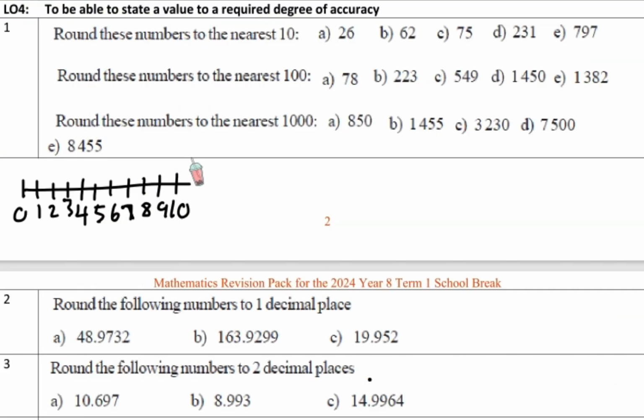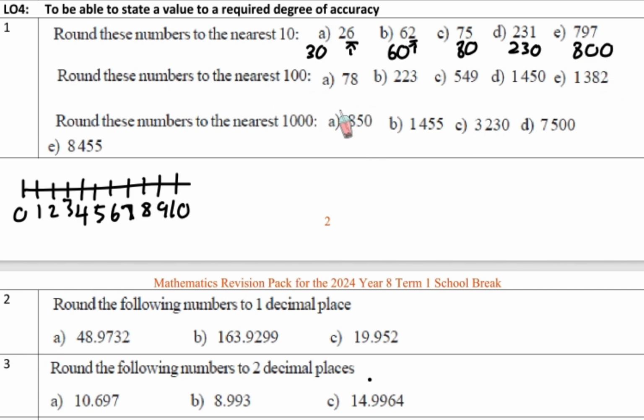Question 1. Round these numbers to the nearest 10. To round a number to the nearest 10, we need to look at the numbers that are in the ones position. So let's say for 6, 6 is closer to 10 than to 0, so we round it to 30. And we're looking at 2, and since 2 is closer to 0, we'll round it to 60. And this will be 80, D will be 230, and E will be 800.